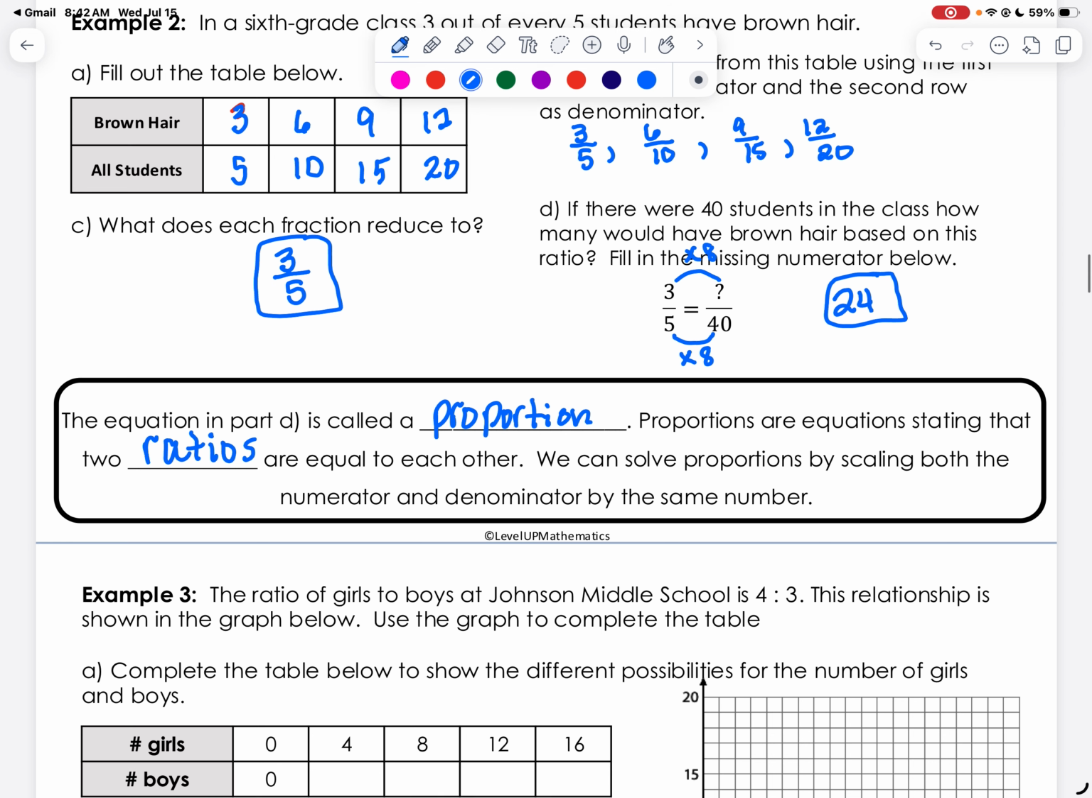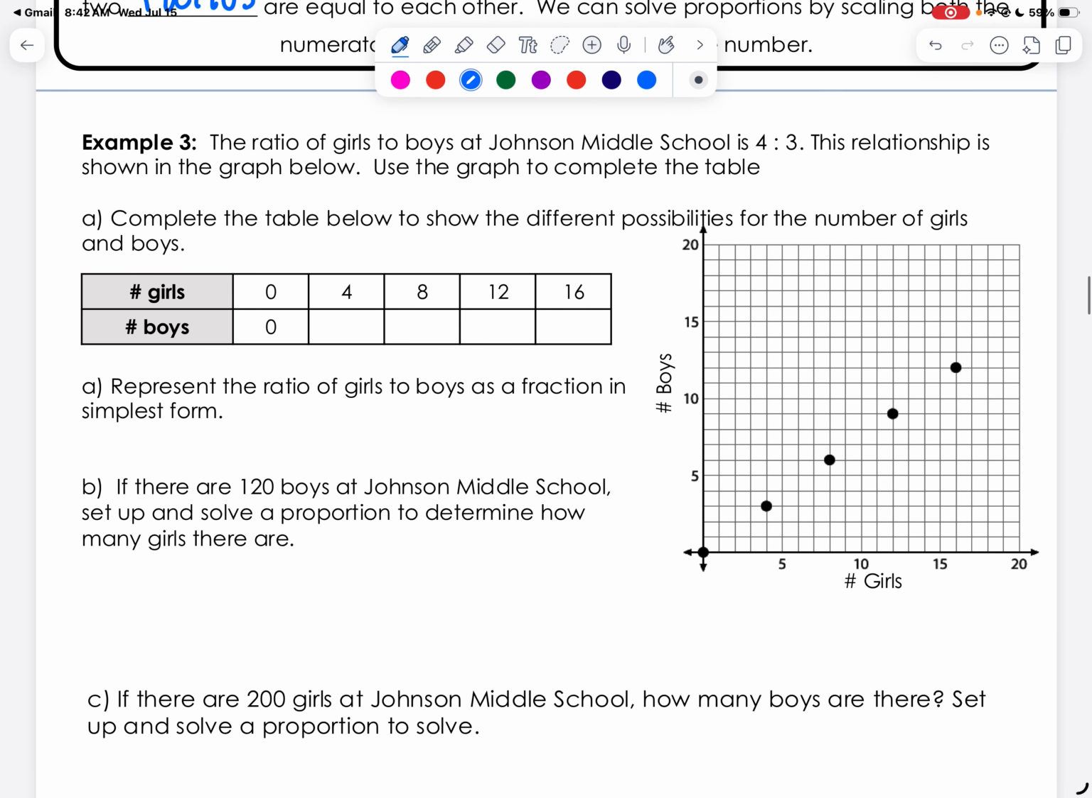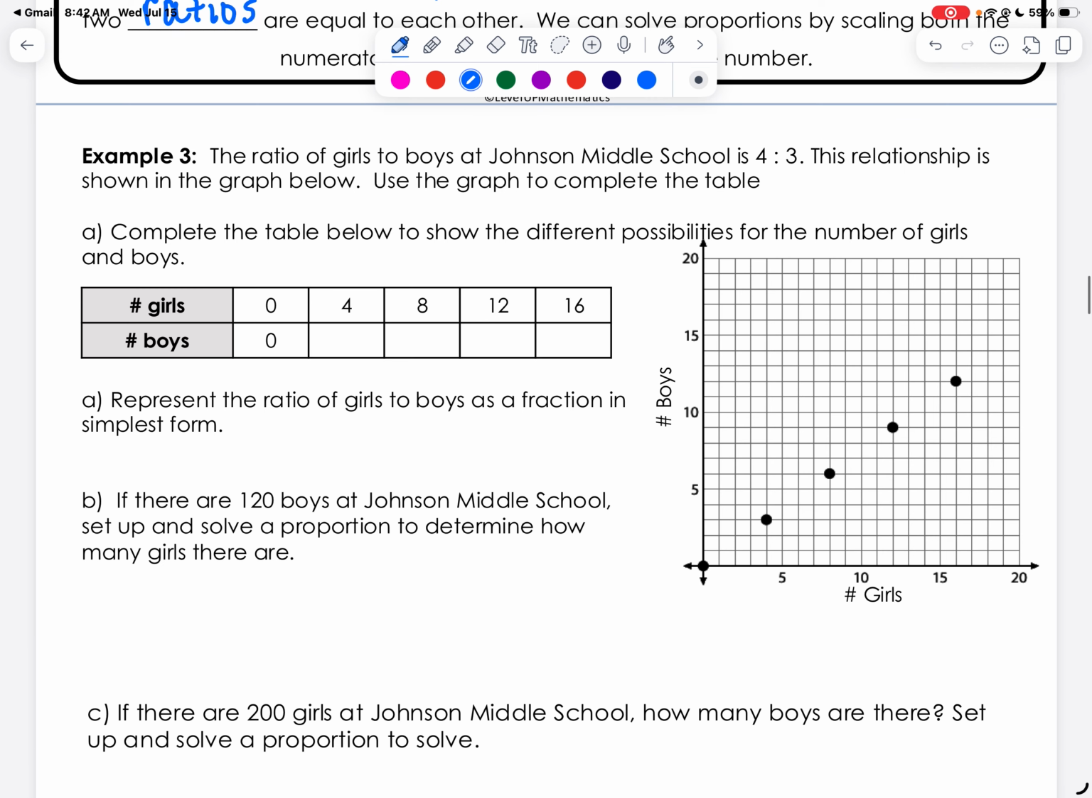All right. Example 3. The ratio of girls to boys at Johnson Middle School is 4 to 3. This relationship is shown in the graph below. Use the graph to complete the table. So what I want you to notice is this table has 1, 2, 3, 4, 5 points. And what they want you to do is find the coordinates of each of those points and put it in the table. So we know this first one down here is 0, 0, and in fact that part of the table is already filled out for you. So let's get our next point.